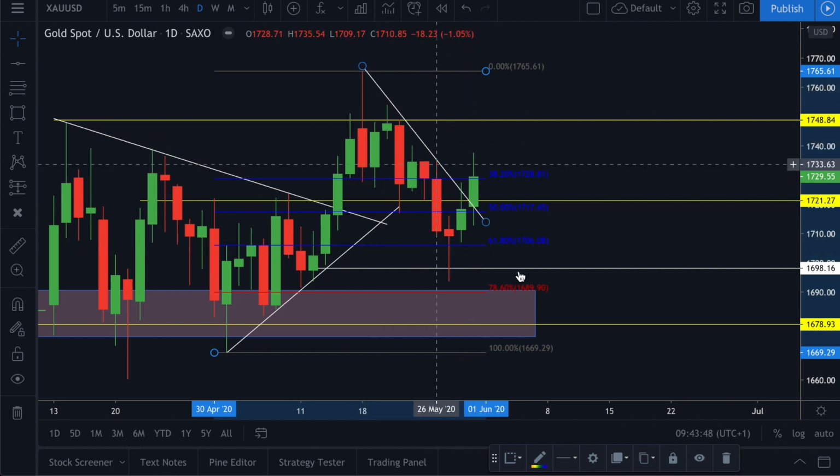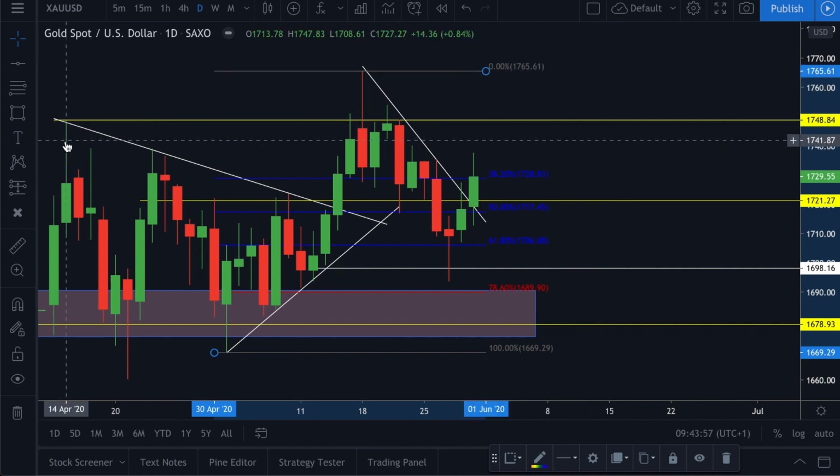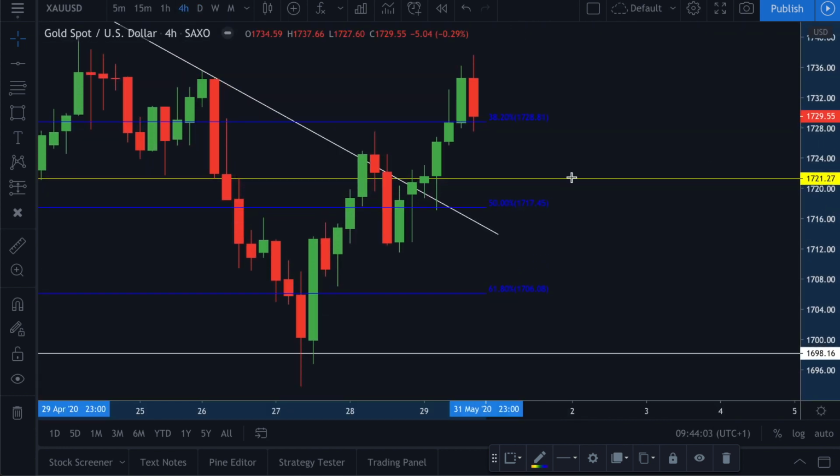I just say when you get a break of the trend line on a pullback, look to take long. So I'm going to be a bit cautious of this. If you're taking longs, take it to the highs or even to the yellow level at 1750. And so let's go to it here. Pullback was at this candle.